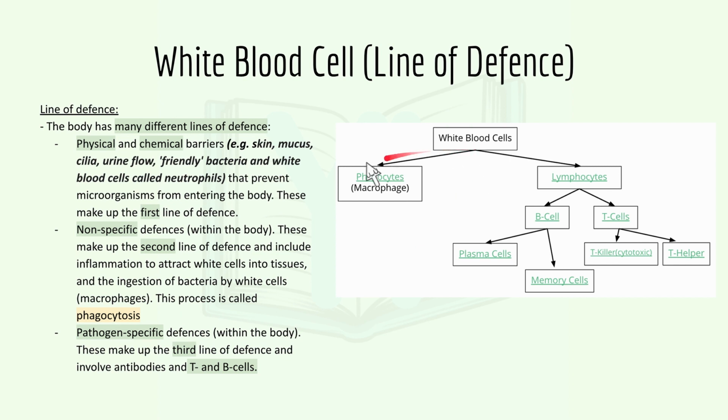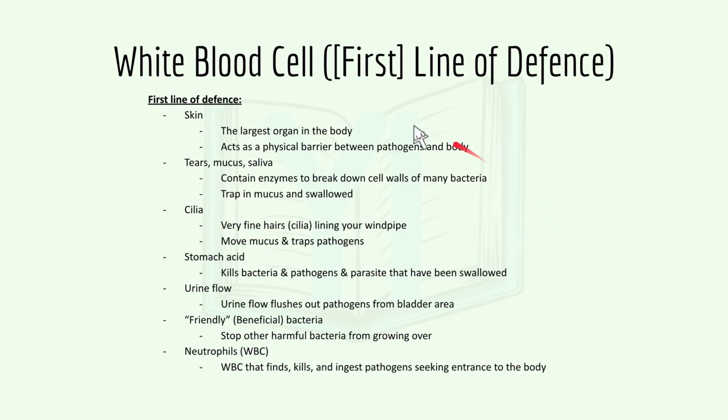There are generally 2 main types of white blood cells: phagocytes and lymphocytes. Lymphocytes divide into B cells and T cells, and they divide further. And we'll look into the first line of defense, which is skin, tears, mucus, saliva, cilia, stomach acid, urine flow, friendly or beneficial bacteria, and neutrophils, which are white blood cells. And you can have a read.